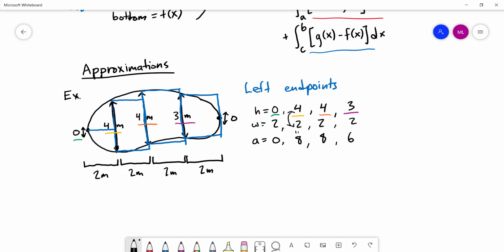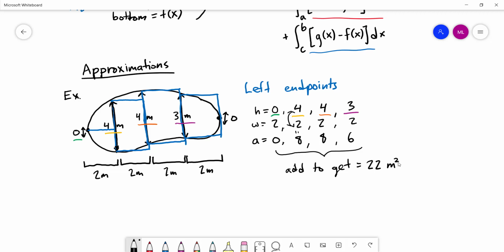And I add up the areas of each of those rectangles, and if I add them up, 8 plus 8 plus 6 plus that 0, 8 plus 8 is 16, plus 6 more is 22. And we need to keep in mind the meters squared are the units that we've got, because we multiplied heights, which had units of meters, with widths that had units of meters. So we're not just multiplying the numbers, we're also multiplying the units. Meters times meters gives me square meters, or meters squared, however you want to write it. So keep that in mind.